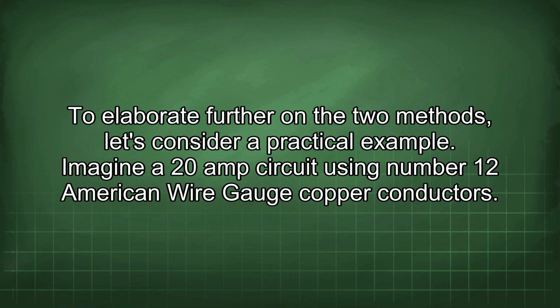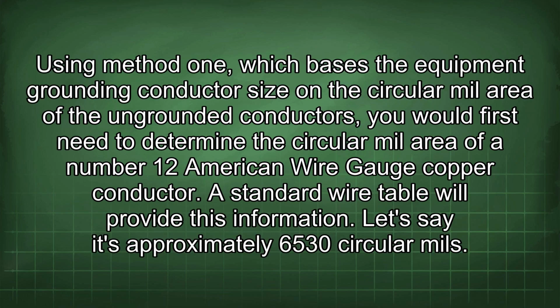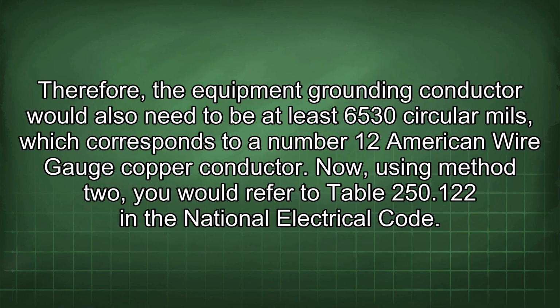Imagine a 20-amp circuit using number 12 American wire gauge copper conductors. Using Method 1, which bases the equipment grounding conductor size on the circular mill area of the ungrounded conductors, you would first need to determine the circular mill area of a number 12 American wire gauge copper conductor. A standard wire table will provide this information. Let's say it's approximately 6,530 circular mills. Therefore, the equipment grounding conductor would also need to be at least 6,530 circular mills, which corresponds to a number 12 American wire gauge copper conductor.